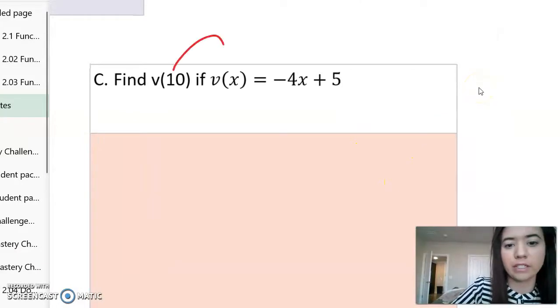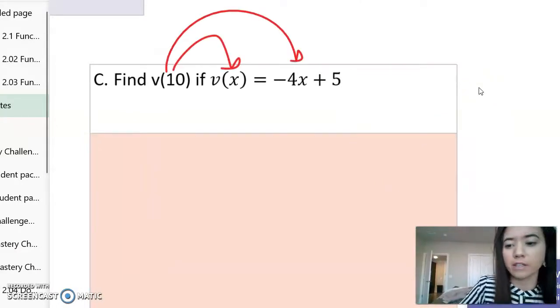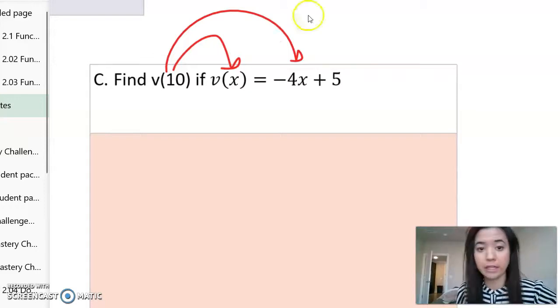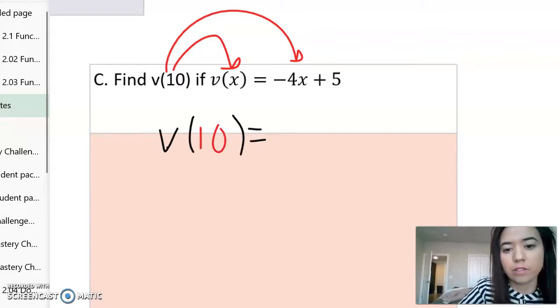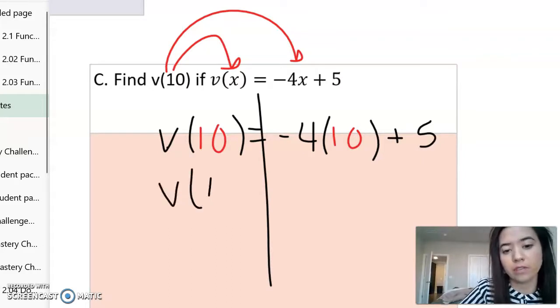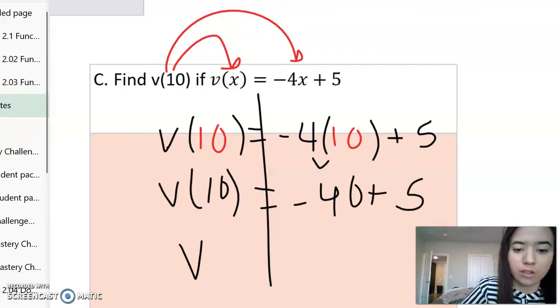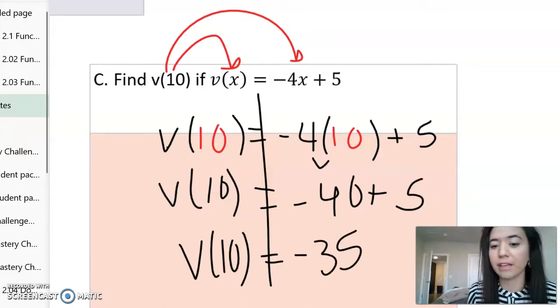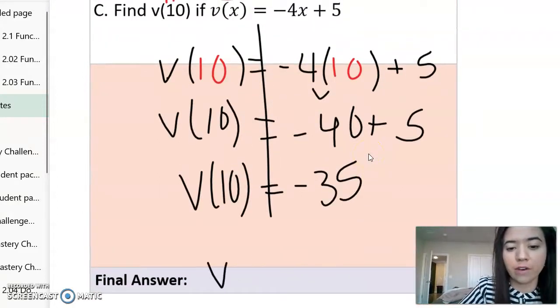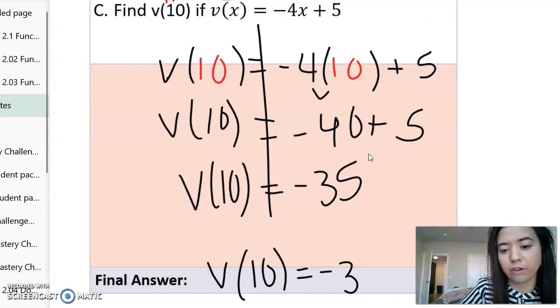All right, so that 10 is going to go both places where x is. So when I rewrite this, I can say v of 10 equals negative 4 times 10 plus 5. Now we solve. V of 10 equals negative 40 plus 5, which means I'm subtracting, so I get negative 35. They had different signs, so my final answer is v of 10 equals negative 35.